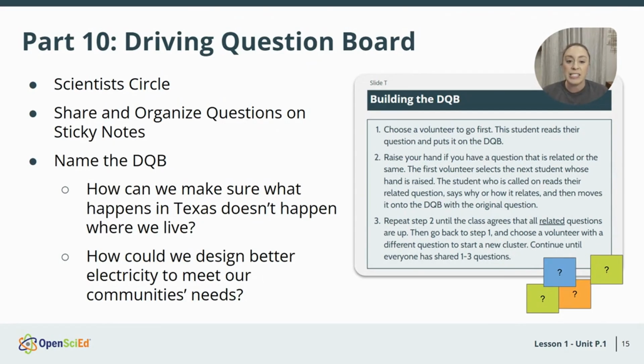So we're looking to say, oh, I have a question about a power source. Oh, I have one over here too. Or I have something different. I have one about the storm. Let me make a section of questions about the storm. There's no wrong way to do your driving question board.